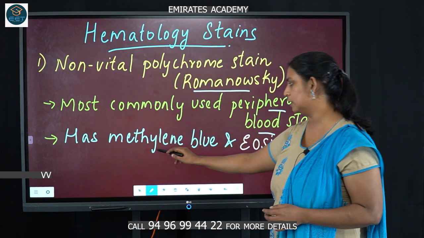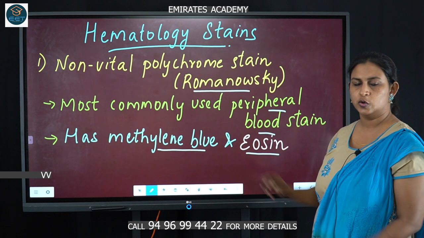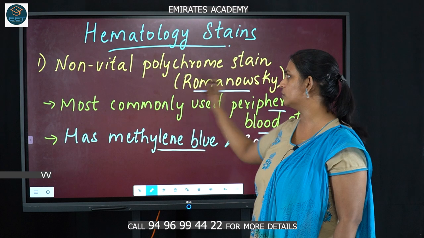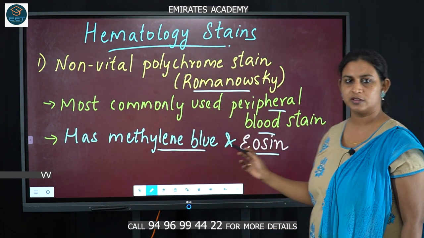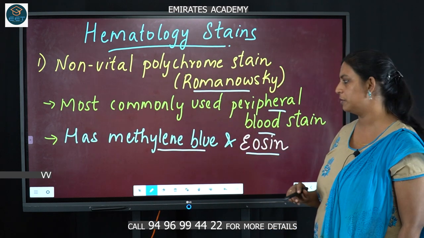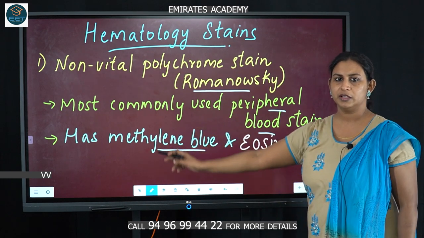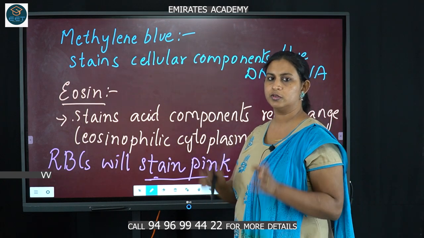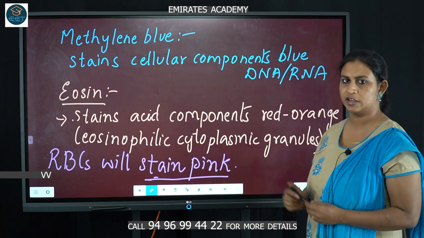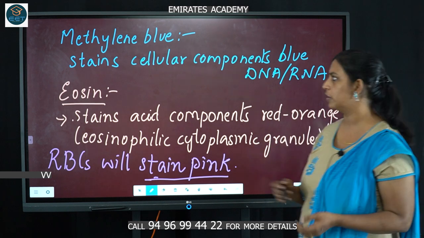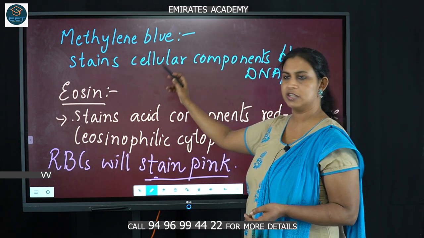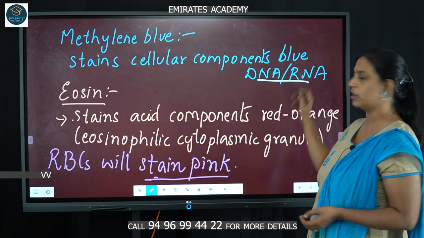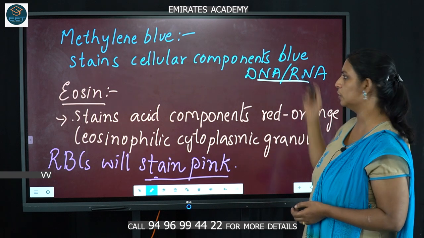It has methylene blue and eosin. So what is Romanowski stain? It is a non-vital polychrome stain, and it is most commonly used in the labs for hematology staining purposes. It has two components, methylene blue and eosin. So let's look into what the two stains of Romanowski stain will color. The methylene blue part will give blue color to the cellular components. The DNA and RNA will look blue in color.